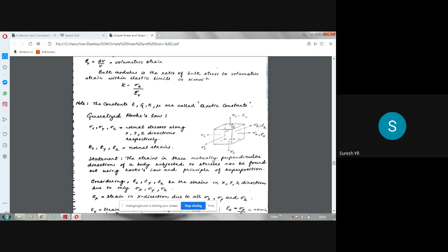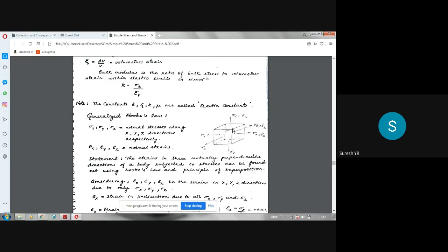In a three-dimensional element, let us assume that this element, three-dimensional block, rectangular block, is subjected to tensile force in all the three directions. X direction, this is y direction, this is z direction. So x is this, y is this, z is this. So there will be two faces for each direction. So you can see that here sigma x is acting like this. In the opposite face, it will act like this. Sigma x will act like this.